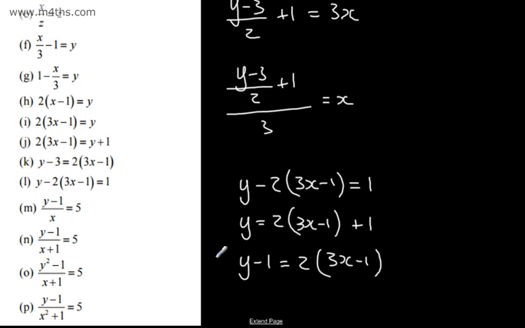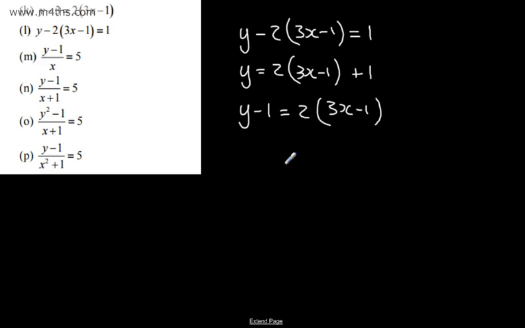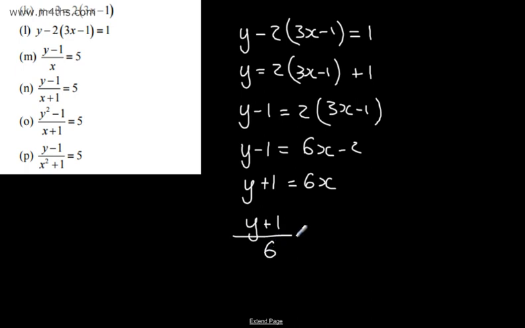So we're now in a very similar position, if not an identical position, to one of these earlier. At this stage, you can multiply out or you can divide through. This time I'll multiply out. Y minus 1 is equal to 6x minus 2. Adding 2 to both sides, as I want to make x the subject, y plus 1 is equal to 6x. Dividing both sides of the equation by 6, y plus 1 over 6 is equal to x. Now x is the subject.